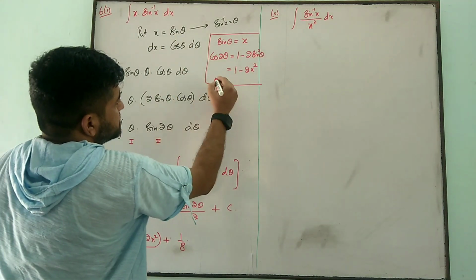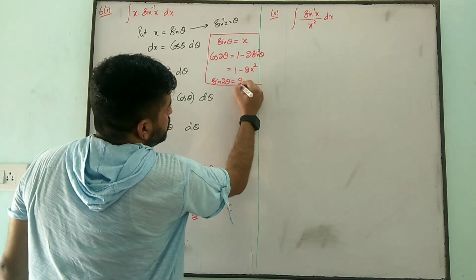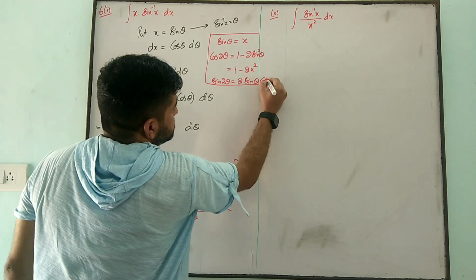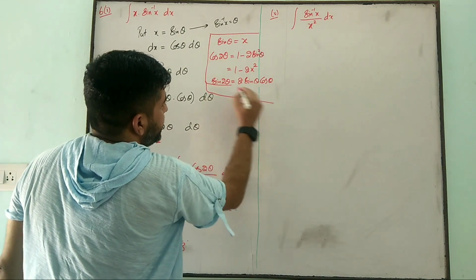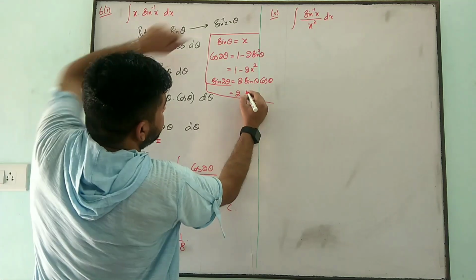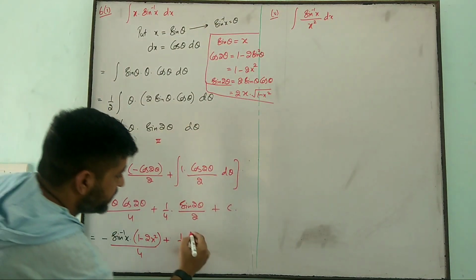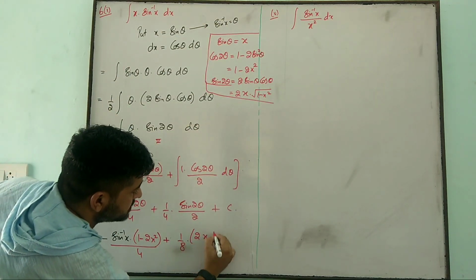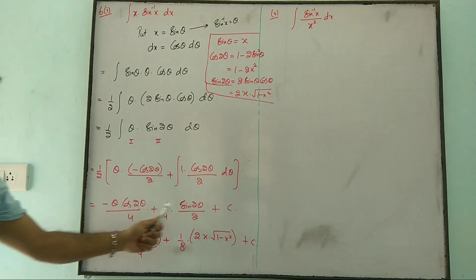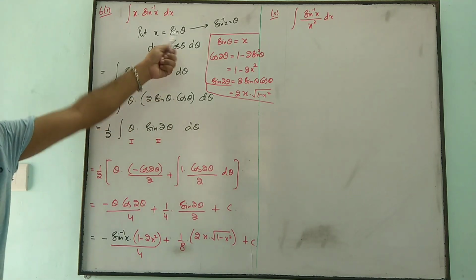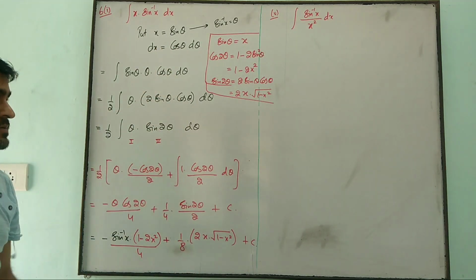If sin theta is x, sin 2 theta will be 2 sin theta cos theta. So it can be written as 2 sin theta is what? x. Cos theta is under root of 1 minus x square. So it can be written as 2x under root 1 minus x square plus c. Better, instead of writing theta as inverse, you have to simplify this sin 2 theta in terms of x.